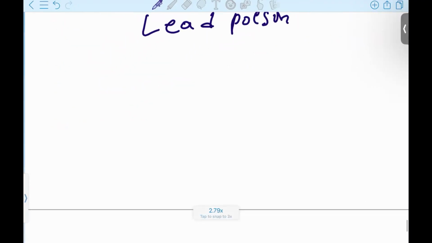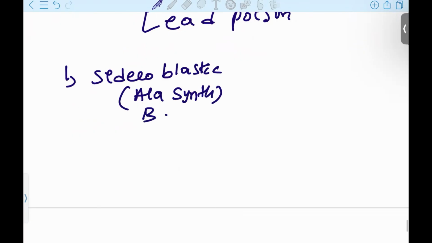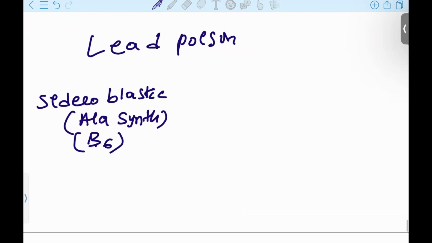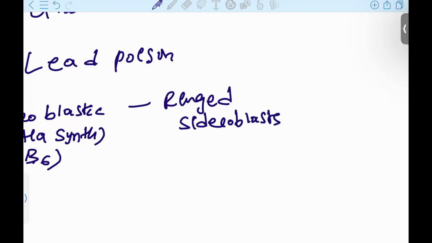Next, what are the features? So first one is sideroblastic anemia. In sideroblastic anemia, the most common cause is ALA synthase deficiency, or the patient is having B6 deficiency. B6 is deficient in this patient. And what we will be seeing, ringed sideroblasts are seen in these patients. Okay, this is one of the features.